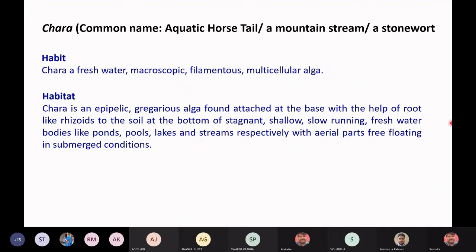And again, stagnant, shallow, slow running freshwater bodies like pond, pools, lakes and stream. But एक ही condition है, either ये तो standing water हो or very slow running water. Whenever you are going to search for the Chara, try to locate that water body which is either having stagnant water, or if it is a running water, the flow rate should be very slow.